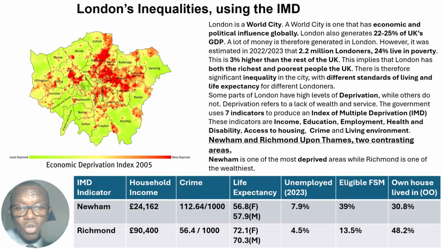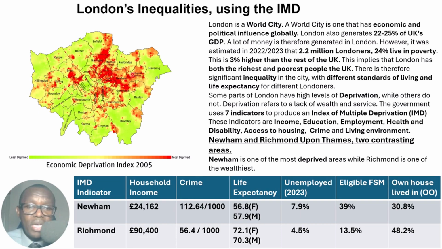So what we are going to do here is compare and contrast 2 areas, one that is deprived and one that is not in London. And the 2 areas are Newham and Richmond upon Thames. So Newham is actually one of the most deprived areas, while Richmond is one of the richest. Now we can see their locations here. So if we are looking for Richmond upon Thames, we have it right here. Okay, so southwest London, Richmond upon Thames, and then Newham is right here in East London.